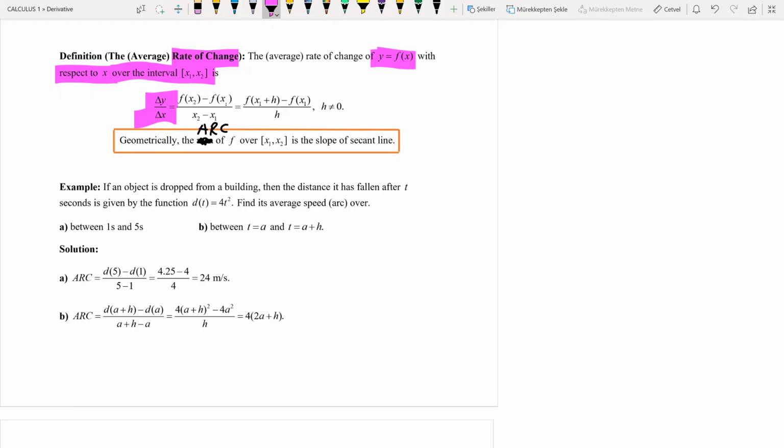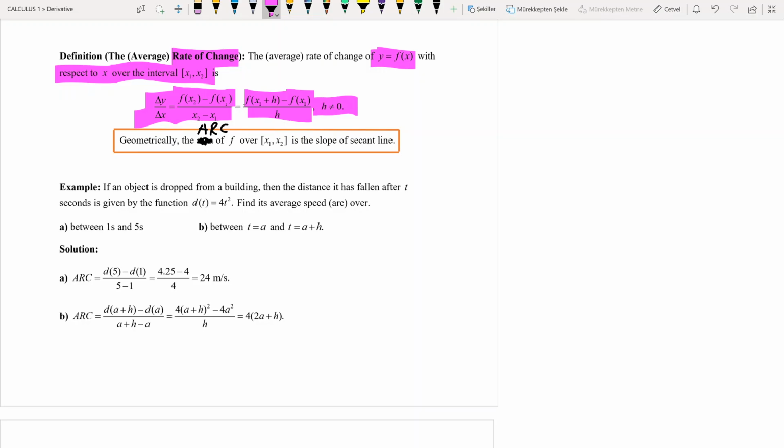It is the slope of the secant line, if you remember. Delta y means f of x2 minus f of x1, and delta x is the difference between the two points of x's, x2 minus x1. So, if you remember the previous lecture, instead of f of x2, we may write f of x1 plus h minus f of x1, divided by h. And h, of course, cannot be zero.